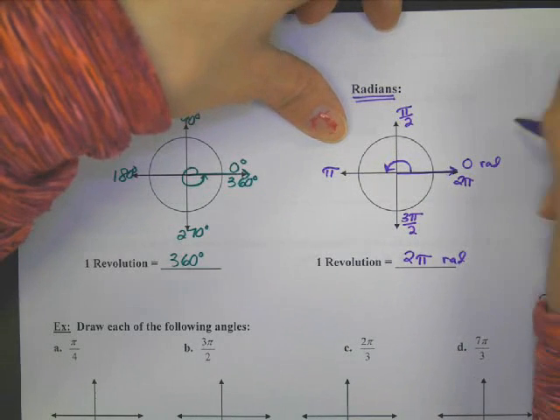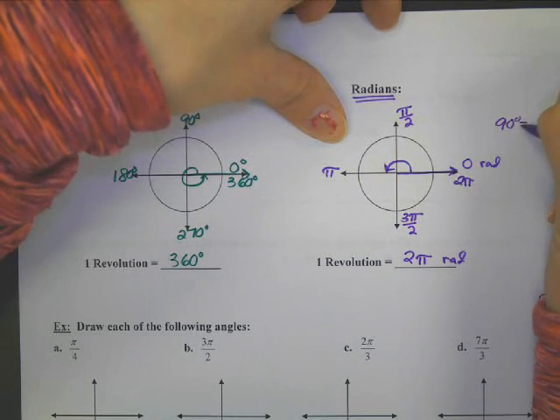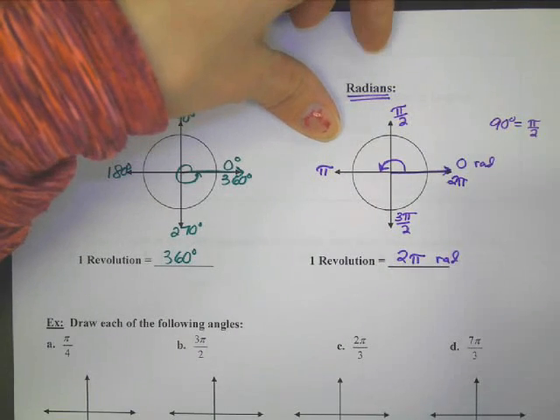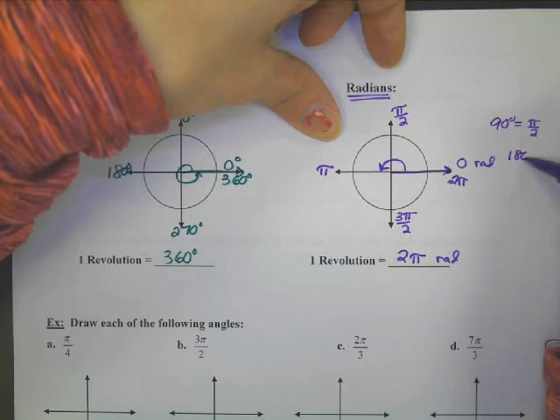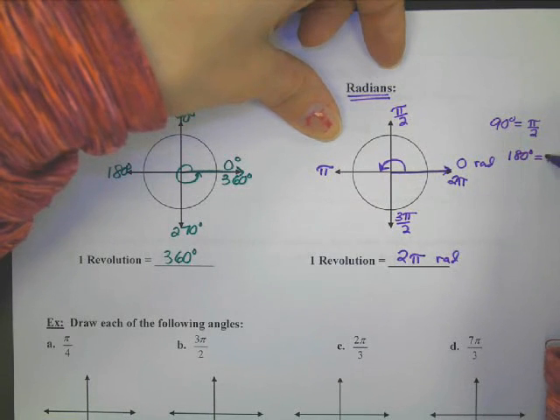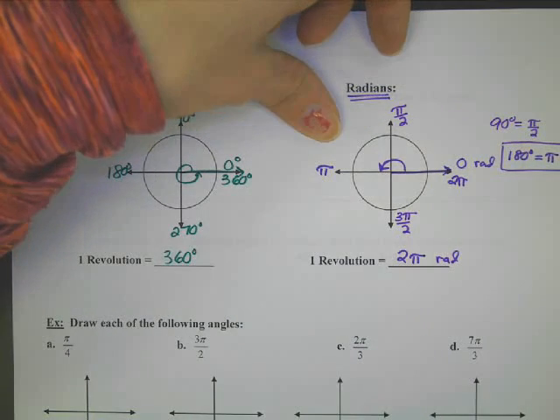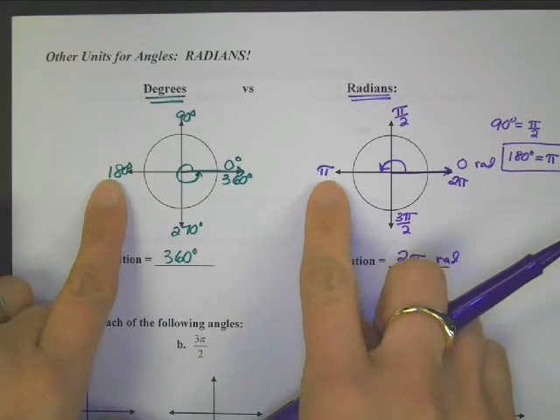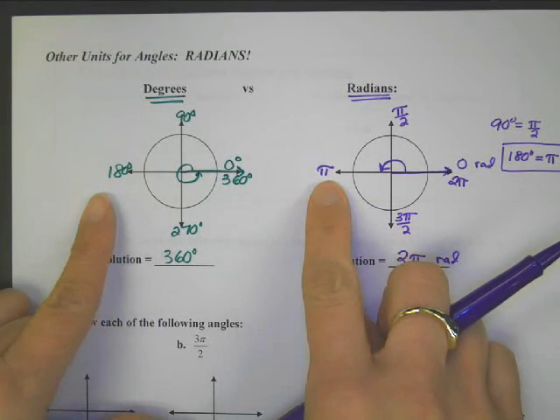Let's just write a little cheat sheet here. 90 degrees is pi over 2. In fact, another way to think about this, 180 degrees is pi. That's a factor we're definitely going to have to know when we get to the next page. 180 is the same as pi radians.